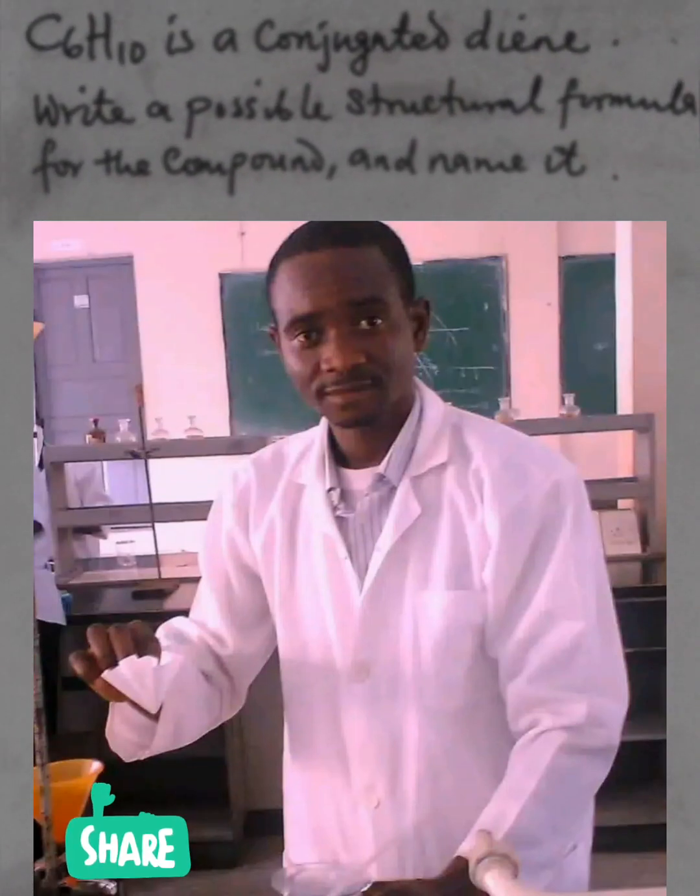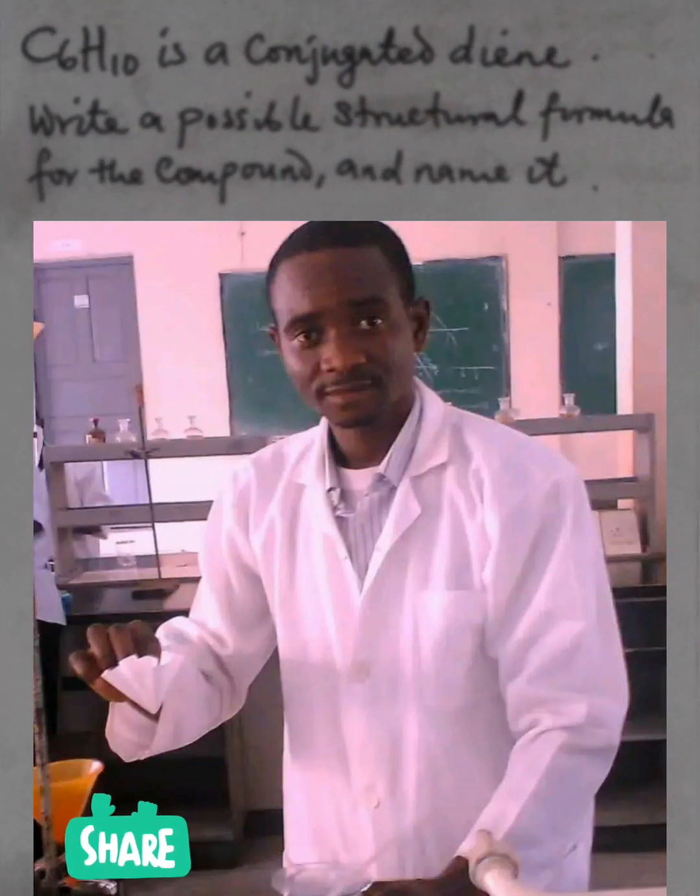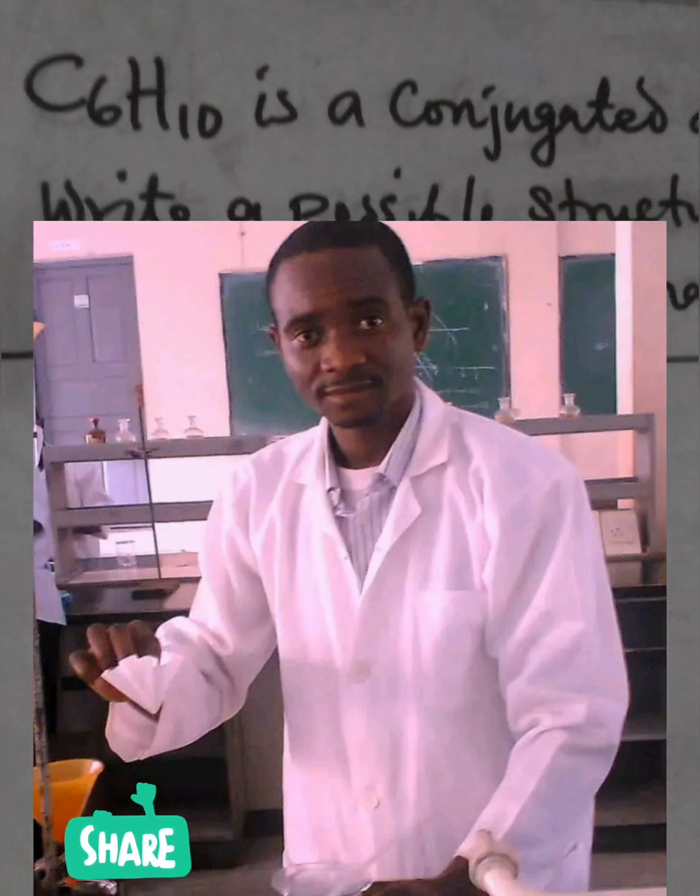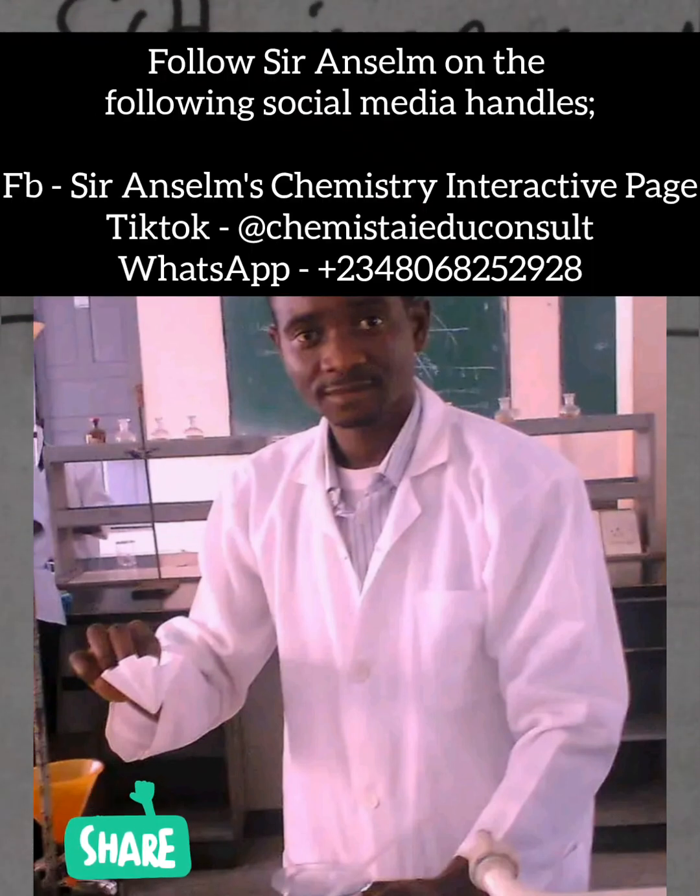C6H10 is a conjugated diene. Write a possible structural formula for the compound and name it. To solve this, you first ask yourself, what is a conjugated diene?